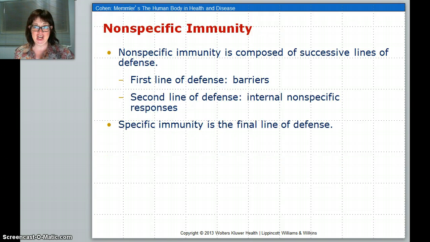Okay, let's first look at non-specific immunity. Non-specific immunity is a result of lines of defense. It will keep out anything. It's non-specific because it does not attract or attack a specific antigen. And an antigen is just an organism or a protein that will set off an immune response.